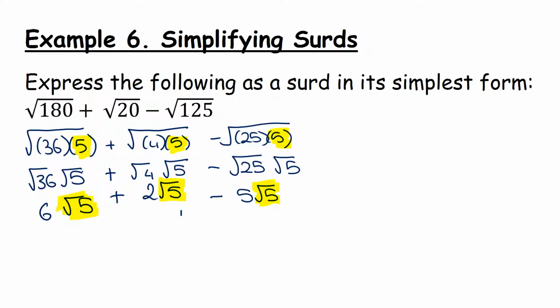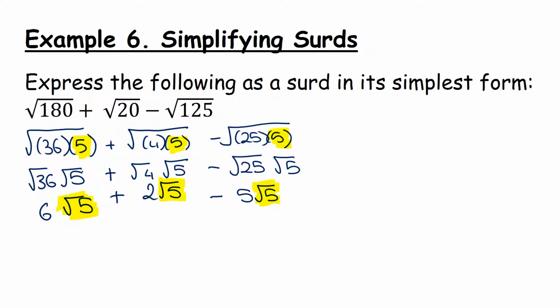If you think about this as a thing, I have 6 of something, I add 2 of that something, and then I take 5 away. Even if we say apples, I have 6 apples, I add 2 apples, so I have 8 apples, and I minus 5 apples, so I have 3 apples. I think everyone will be well able to do that. But the square roots are worked in the exact same way. I have 6 of the square roots of 5.